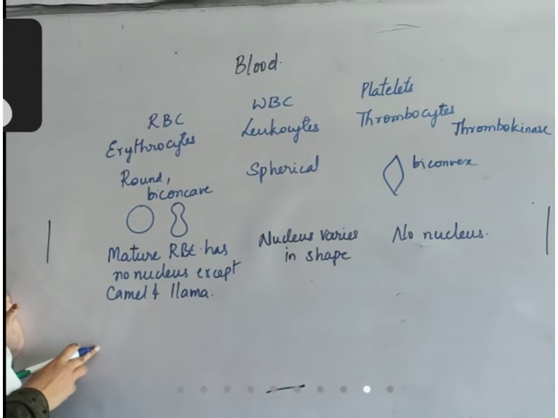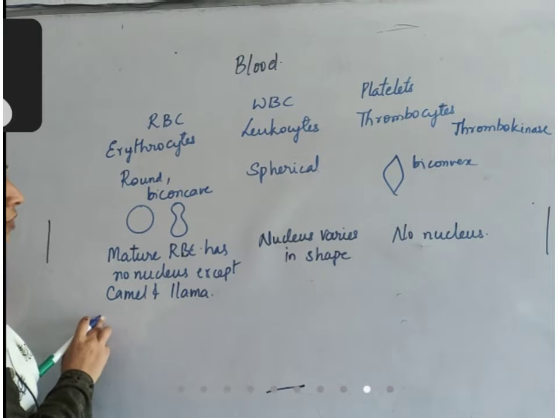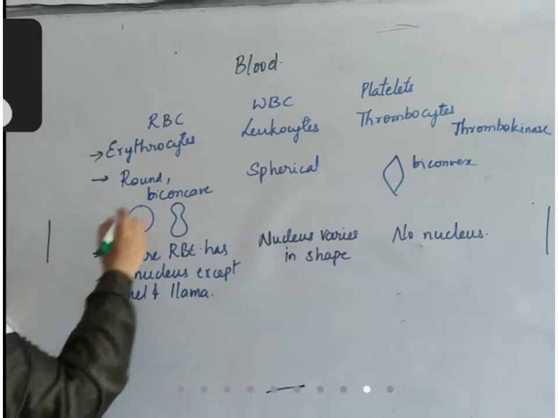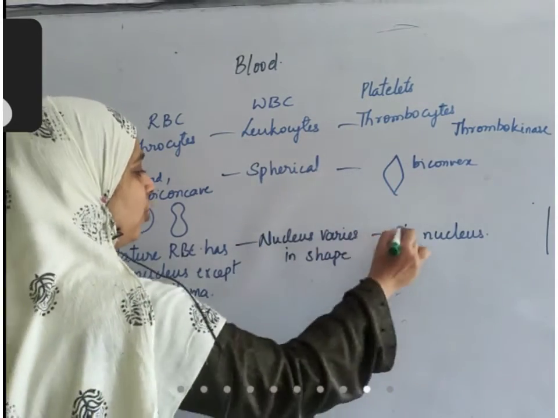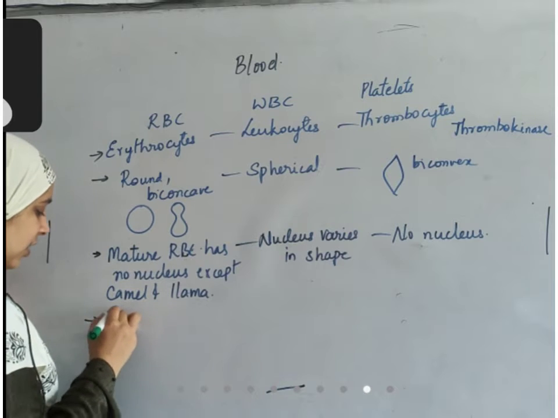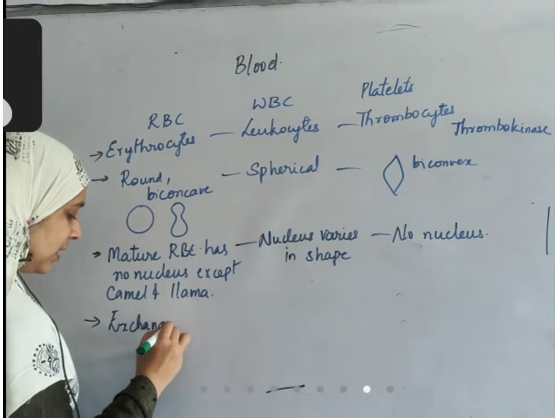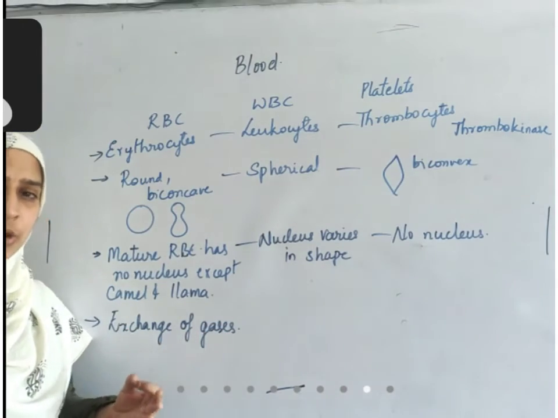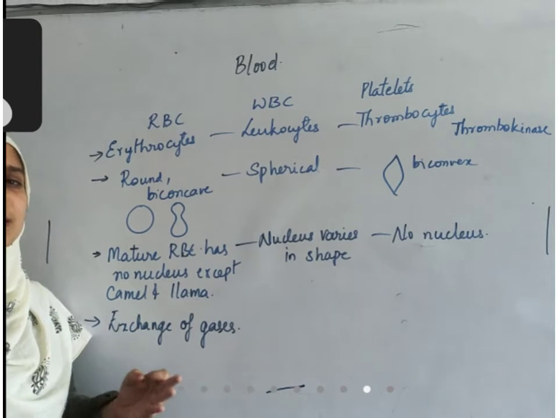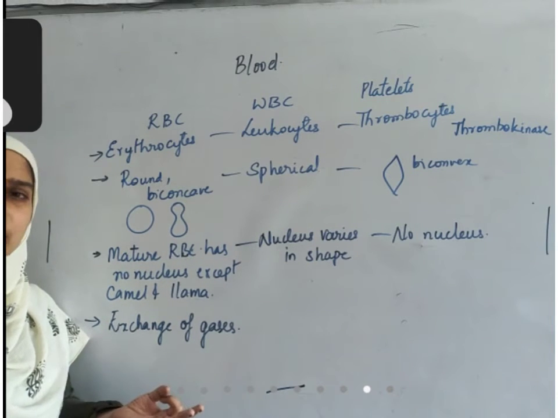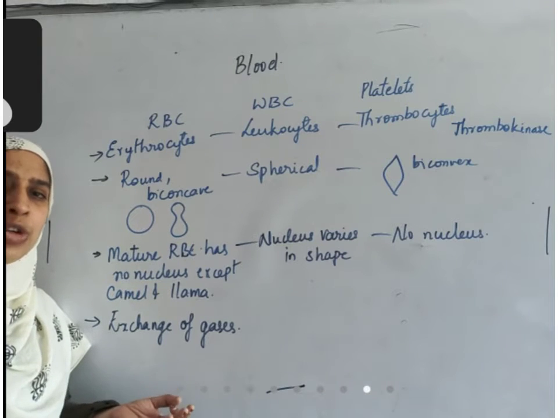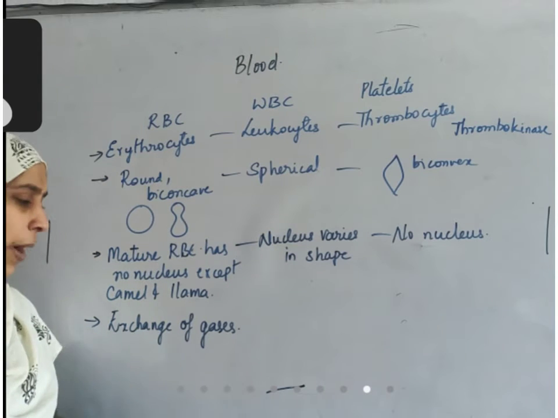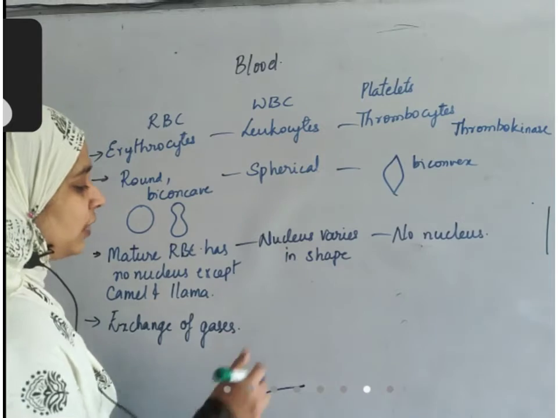What is the function of RBC? RBC has a very important function in our body. It helps in exchange of gases. What do you mean by exchange of gases? When we inhale, oxygen finally enters into blood and RBC carries this oxygen and it reaches each and every cell of our body. And when carbon dioxide is produced in those cells, RBC will take that carbon dioxide and pass it to the lungs. In this way, it helps in exchange of gases.